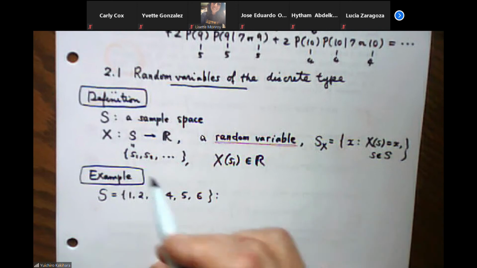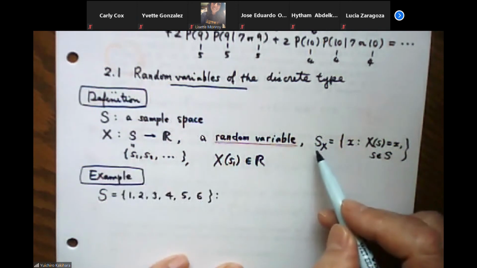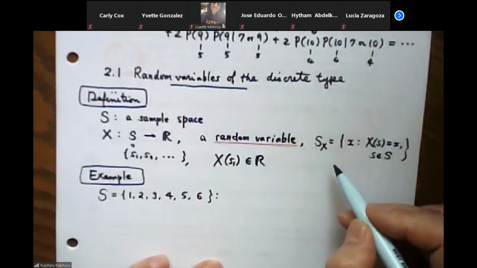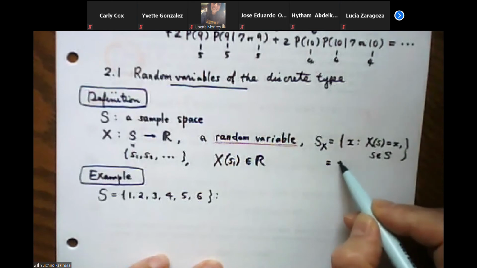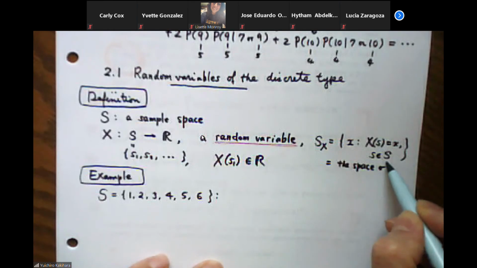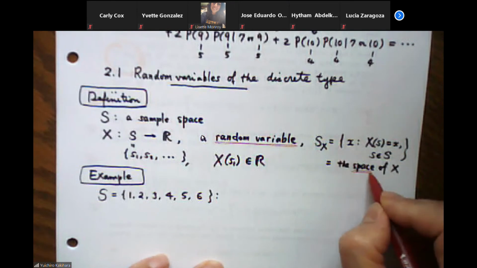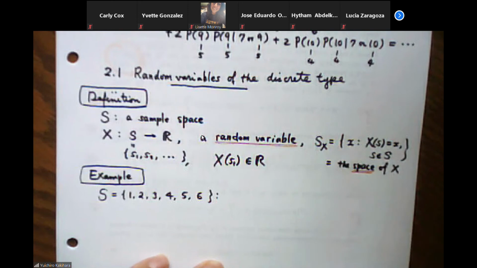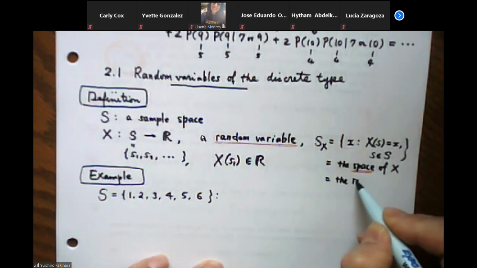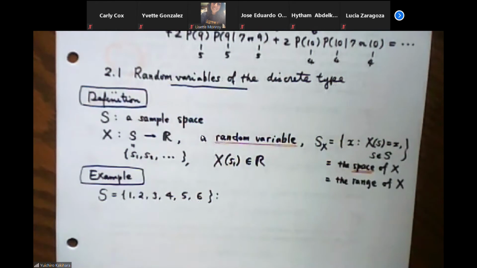Very confusing. S is the sample space, and this is the space of X, namely the space of X. Very confusing. And simply this is the range of X. The range of the function X.